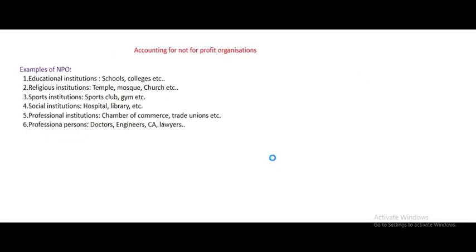Now, some examples of NPO. Every educational institution such as schools, colleges; every religious institution such as temple, mosque, church; sports institutions such as sports club, gym; social institutions like hospital, library; professional institutions like chamber of commerce, trade unions; and also professional persons such as doctors, engineers, CA, lawyers. These are not for profit organizations.